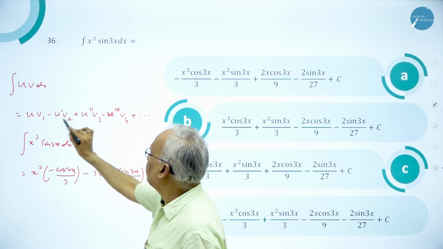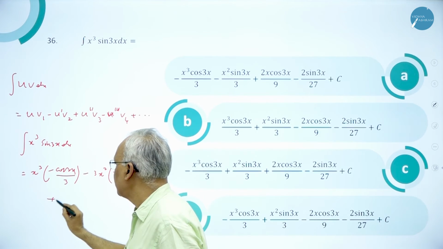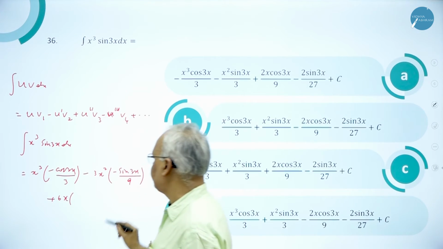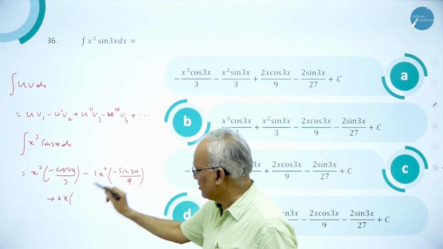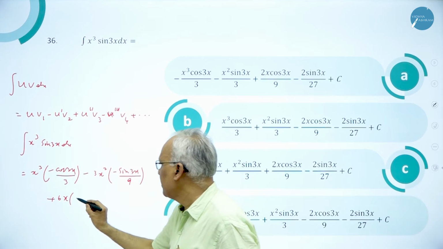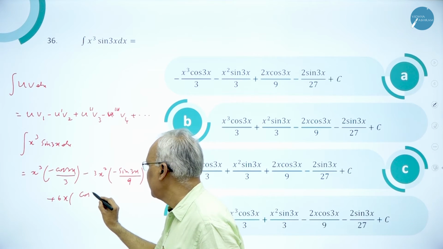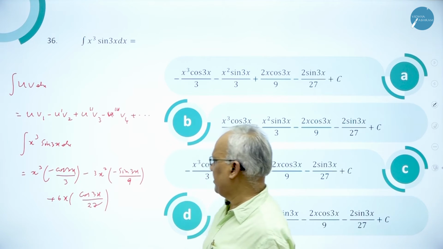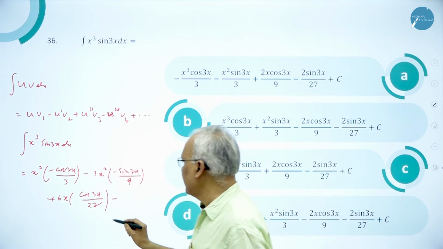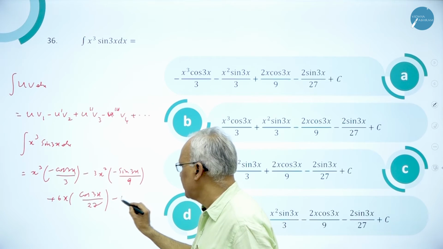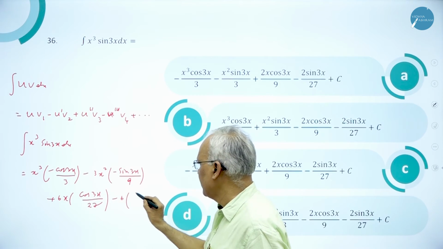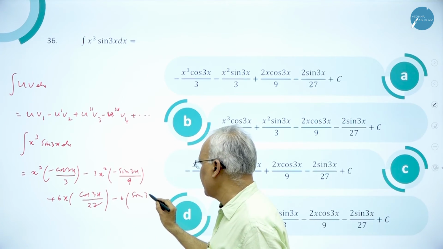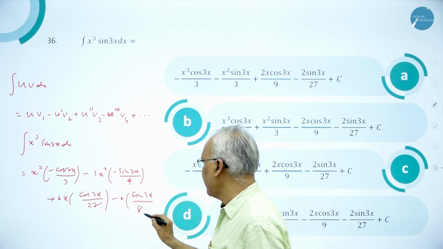Next, alternately plus minus etc. So it is plus 6x into derivative of this into integral of this is plus cos 3x divided by 27, because 9 3s are 27. And last one, minus derivative of this is 6 into integral of this is sin 3x divided by 81.